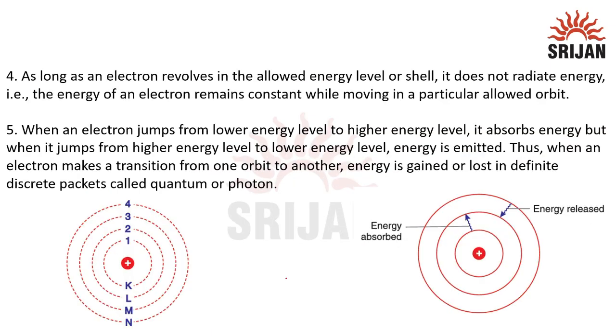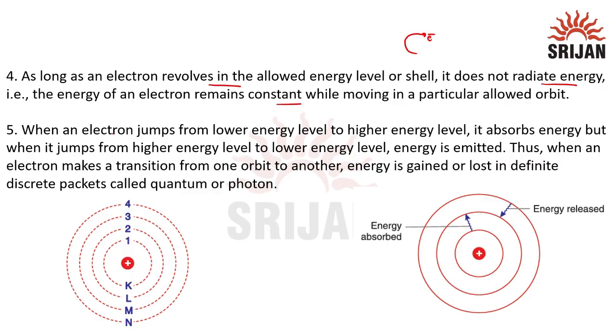Now, the fourth assumption of this theory is that as long as the electron revolves in the allowed energy levels or shells, it does not radiate energy. That means during the revolution of the electron, it is not emitting any energy or radiation. The energy of the electron remains constant while moving in a particular allowed orbit, right?